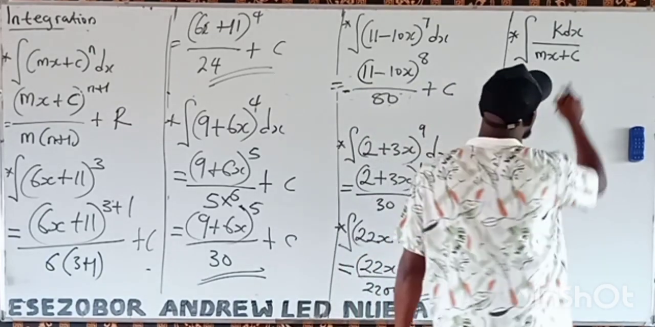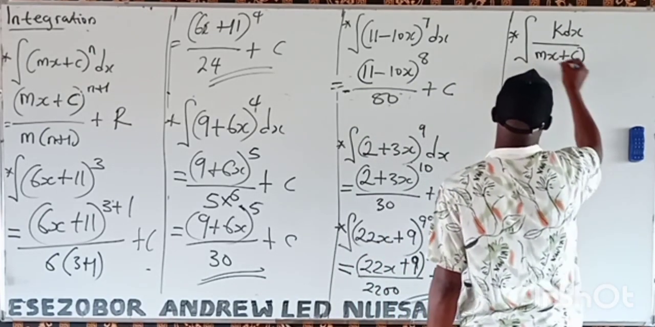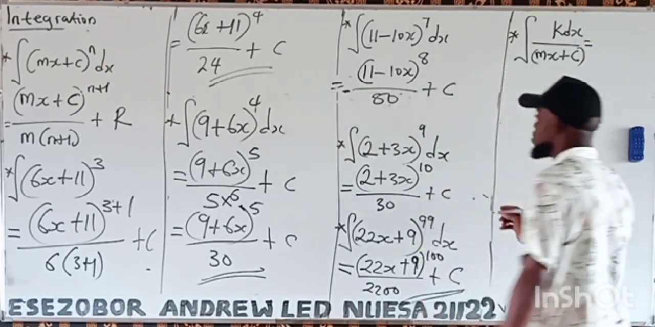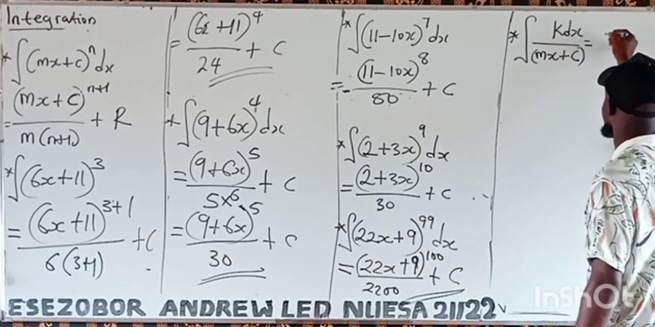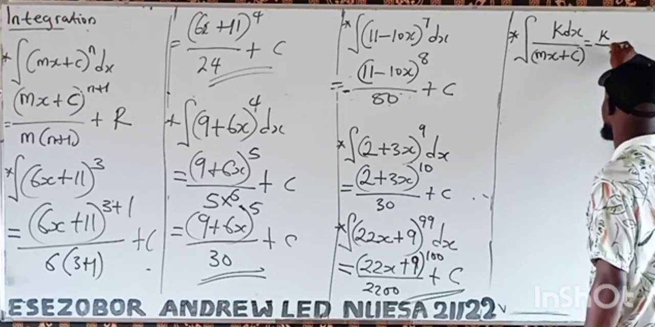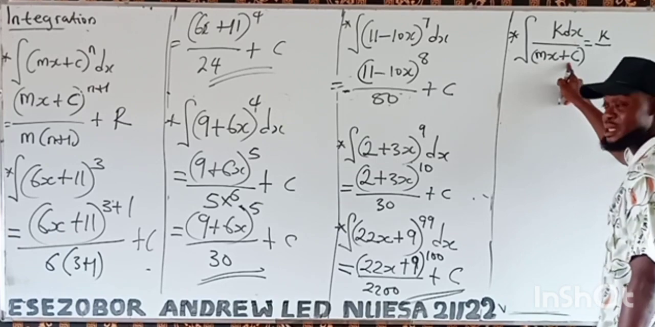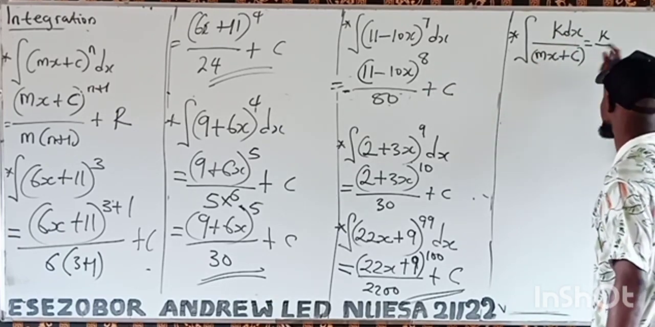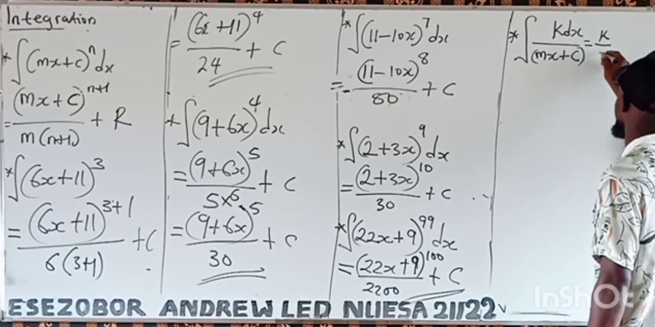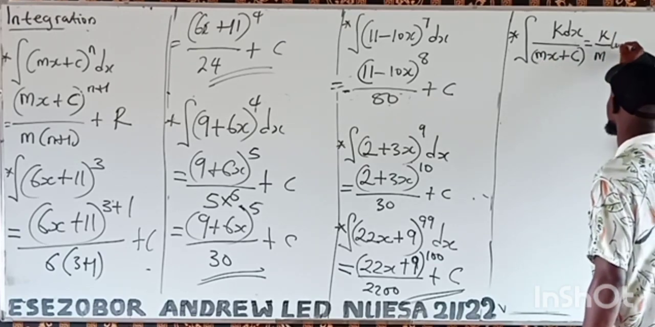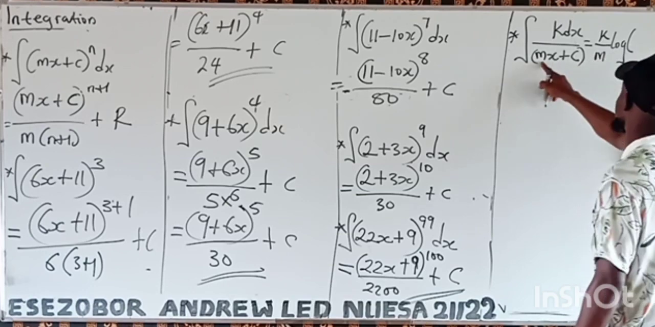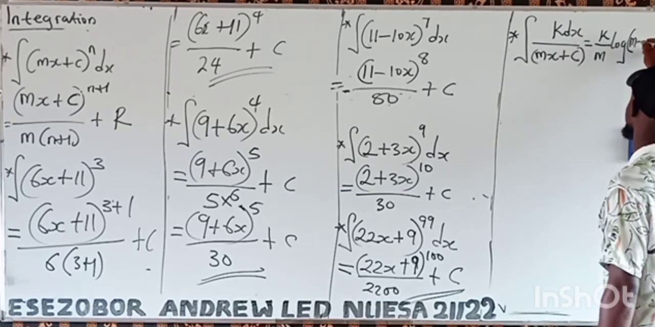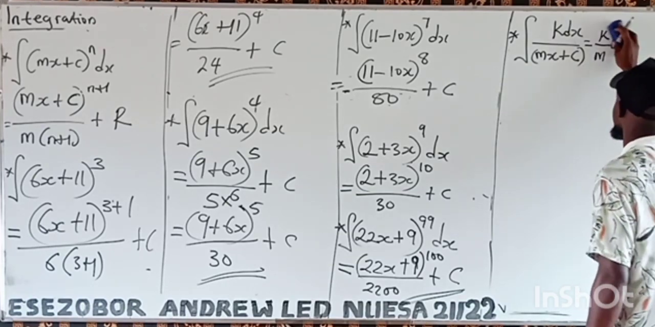So let's look at something like this. If you do something like this, what are you going to have? In the answer you're going to have k over the coefficient of s here. You take this k divided by the coefficient of s. What is the coefficient of s here? It is m. Then you take the log of the base. What is the base here? ms plus c.